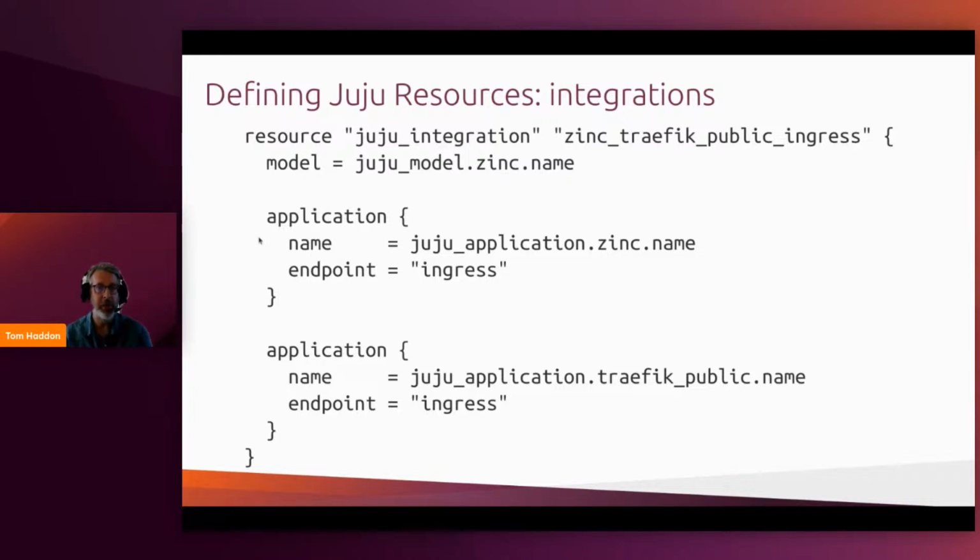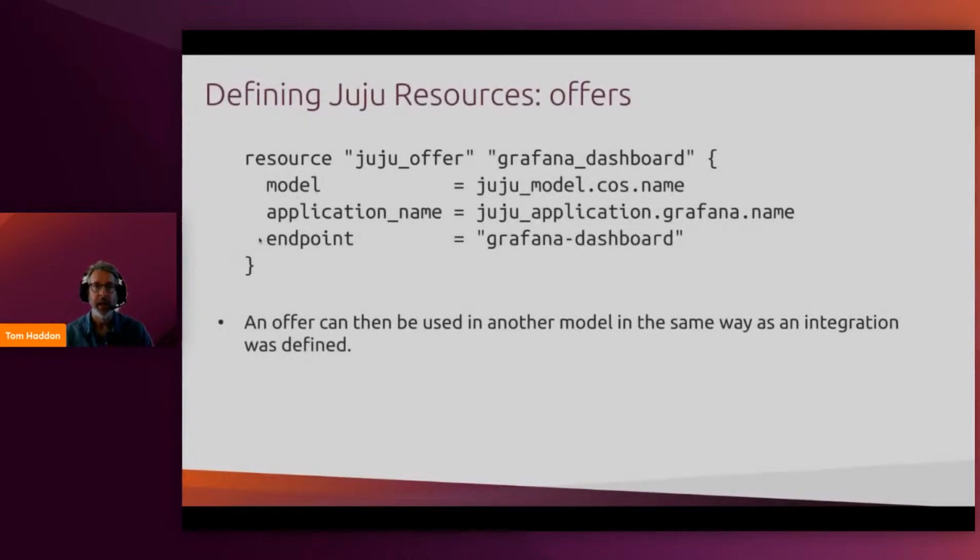And similarly, for the two applications that we want to connect, we can refer to those by their Terraform internal names. So juju_application.zinc.name, juju_application.trafficpublic.name, and the endpoint between those two applications that we want to connect is the ingress endpoint. So that's what we're defining here.